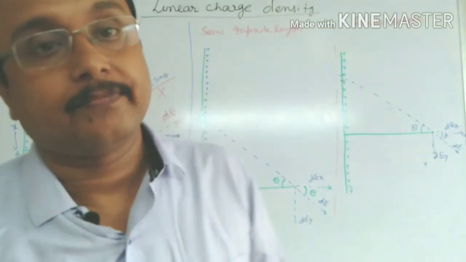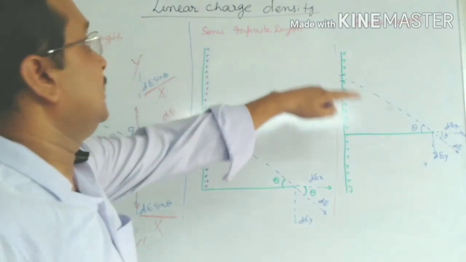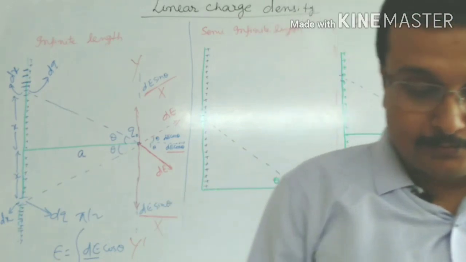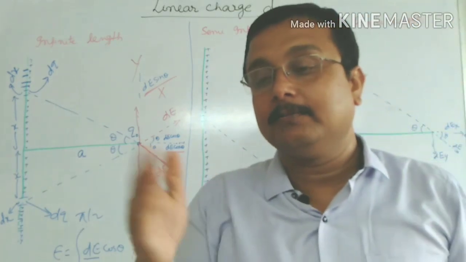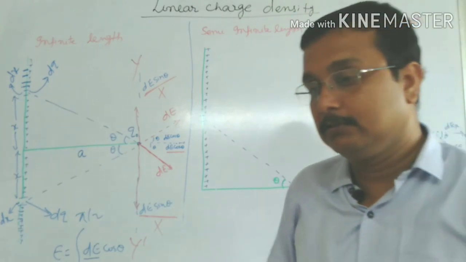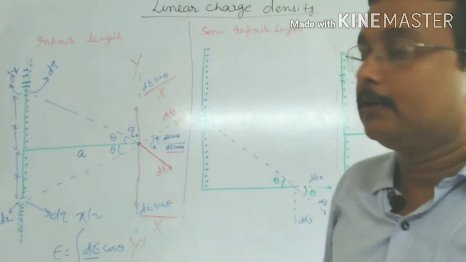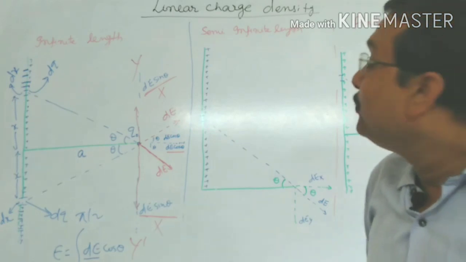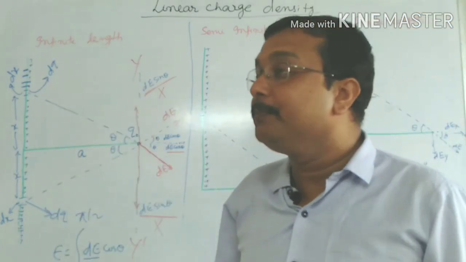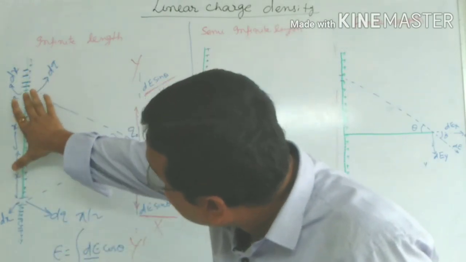Now see, semi-infinite length. When we talk about semi-infinite length, I think infinity cannot be divided into two parts. Infinity by 2 has nothing more to do with us. But what can we do? We can suppose. What do we suppose? Because when we talk about infinite length, it means this length, the line of charge.